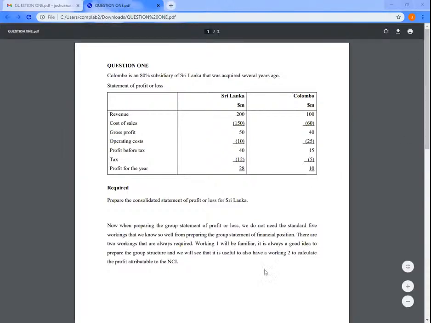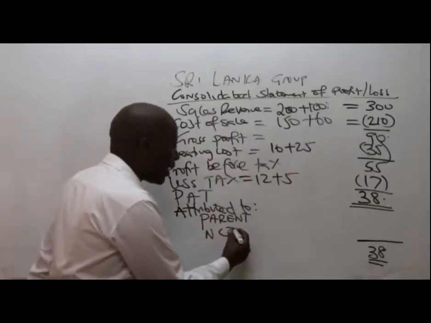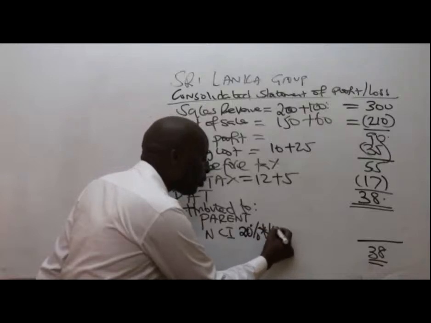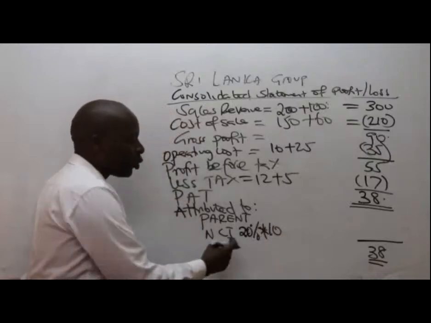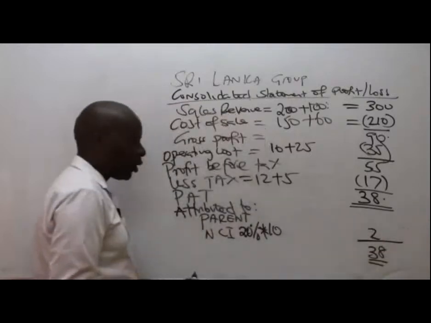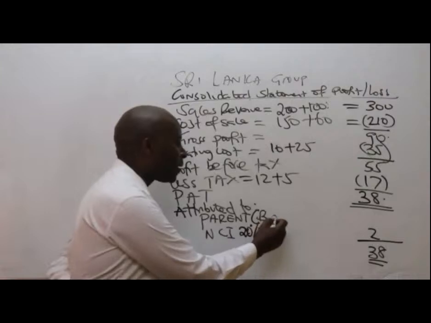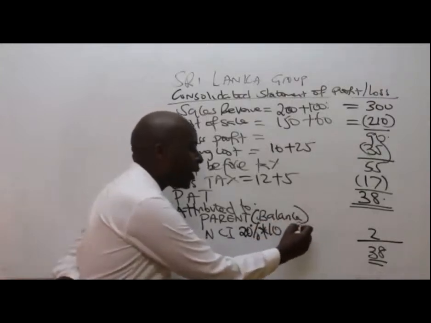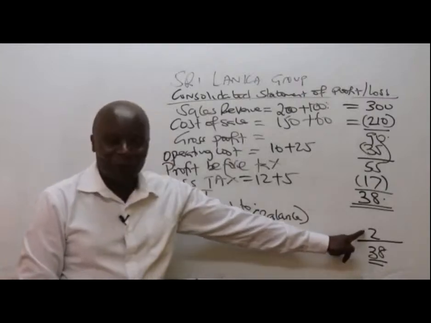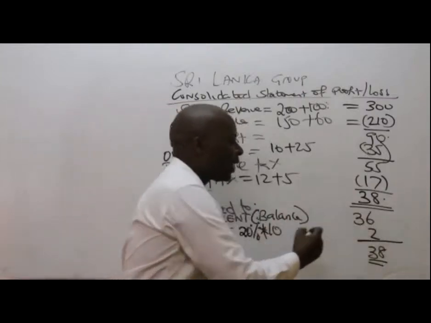Now listen. We are saying that NCI are taking 20% of the subsidiary's profit, which is 10. So 20% of 10 gives me what here? 2. And then the balance goes to the parent. So we have 38 minus 2, which gives me 36.